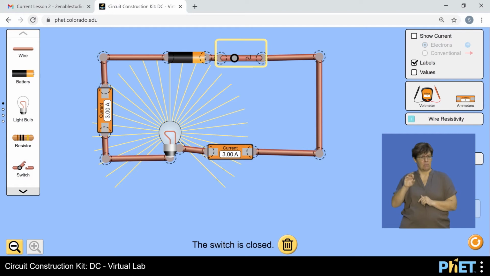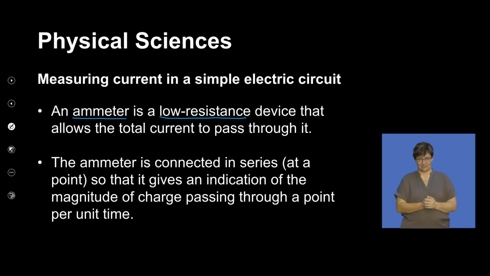The point that we're trying to make is that the position or the connection of an ammeter in a circuit does not affect the total current in the circuit, which is why we say an ammeter is a low resistance device, right? Now, going back, it says the ammeter is connected in series. When we say we connect in series, we mean that it is connected at a point. The idea is to establish how much charge passes through that point per second, okay?